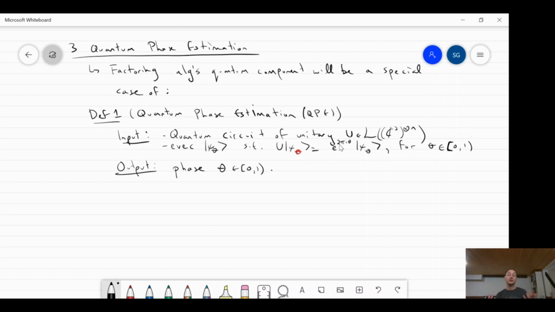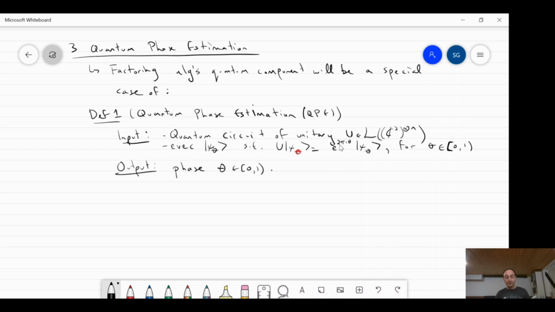So obviously, if you're working in a classical world where U and psi are given to you just as classical objects you've written down, like a matrix and a vector, this is trivial, right? You just multiply the vector by the matrix and just yank out the phase, right? Quantumly, of course, it's more interesting because these are quantum objects now, right? You can't just do that multiplication in a straightforward way.